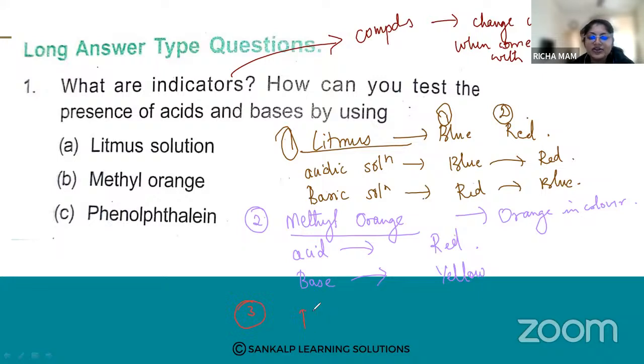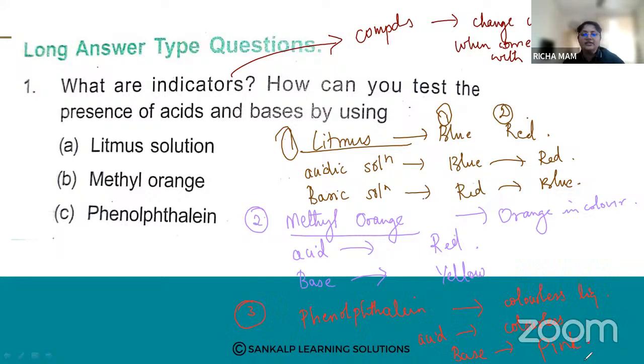So next is phenolphthalein. Phenolphthalein indicator is a colorless liquid. If you have an acid, it will remain colorless. If you have a base, it will turn pink color. Understood?